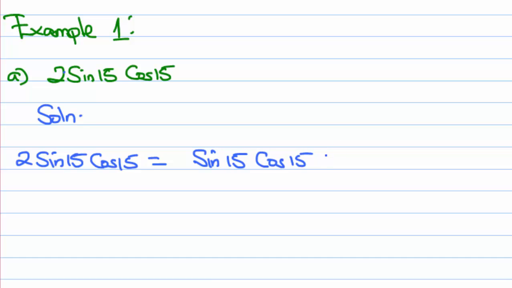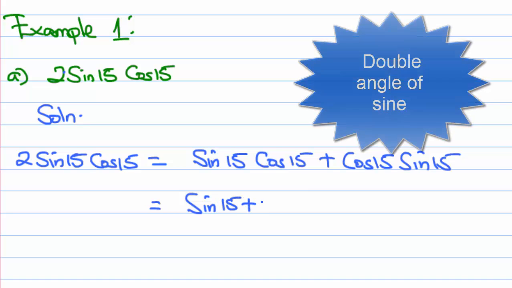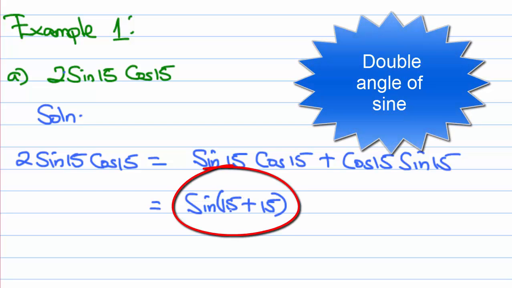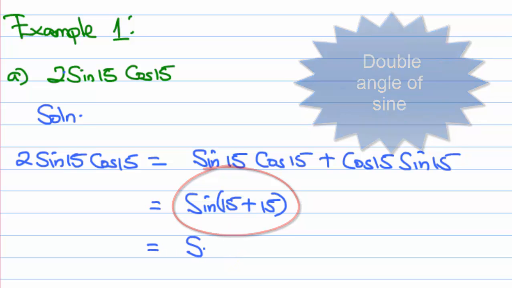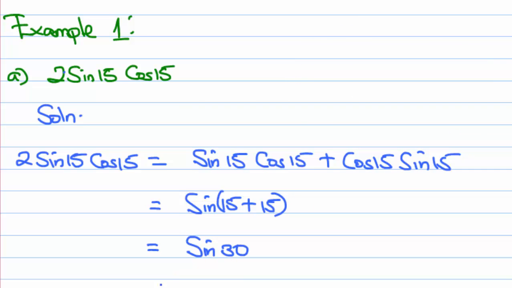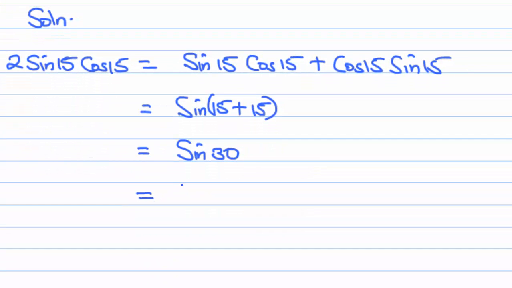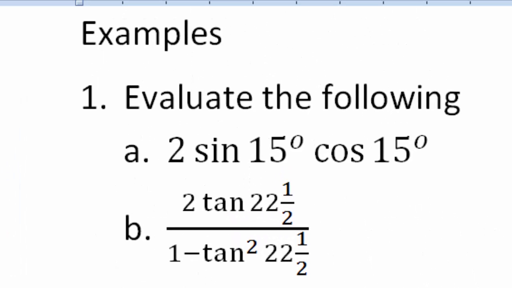obtain sine 15 cos 15 plus cos 15 sine 15. It's the same thing, just that we are making it look familiar to what we know already. Once you look at that expression, it gives you an impression of the very first double angles we looked at, sine 15 plus 15. And once you add 15 plus 15, you of course get 30, which is our final answer there, the sine of 30, which is a half.